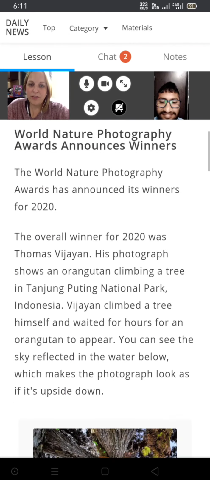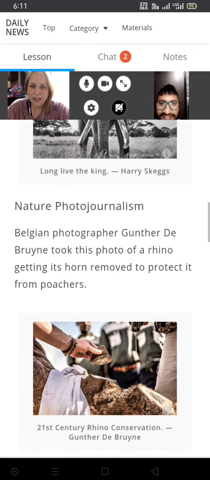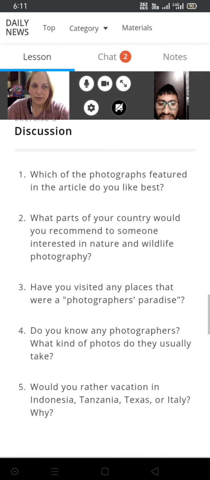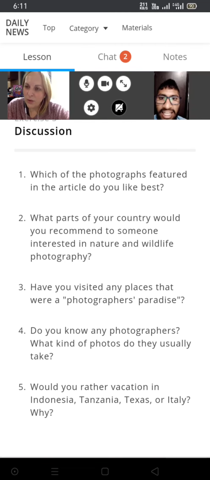Question 3. Have you visited any places that were a photographer's paradise? Yes, miss. One time I visited a place called Manali. It is situated in Himachal Pradesh, in the northern part of India. That is the name of the state.